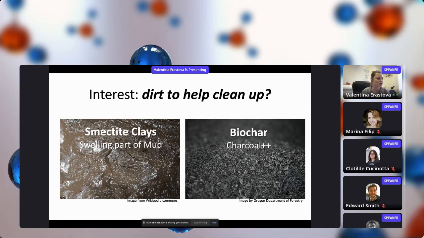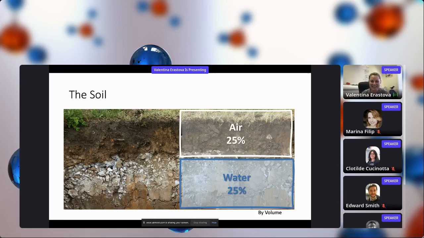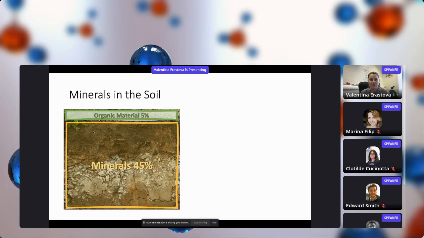So first of all, what is soil? We walk on soil, we use soil to grow various things, we build on it. But as a molecular modeler, it might be a bit of a big scale. So what's in the soil? Around 50% of it is air and water. And the other 50% of the topsoil, at least, would be mostly minerals and then some organic material in it.